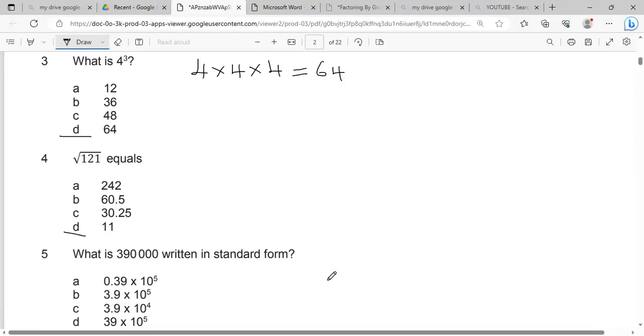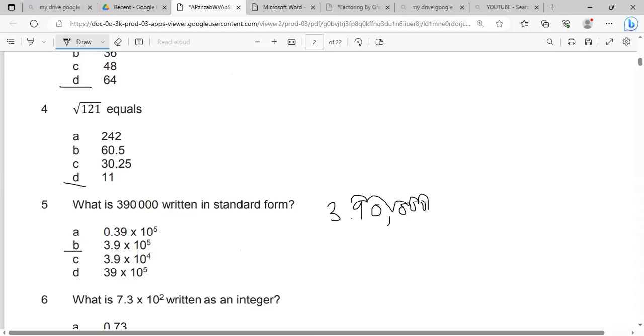Number 5 says, what is 390,000 written in standard form? Now for standard form, we have to move the decimal point here. As it stands, the decimal point is to the right, which is right here. So let's count 1, 2, 3, 4, 5. So it will be 3.9 times 10 to the 5th power, the number of places that we move.